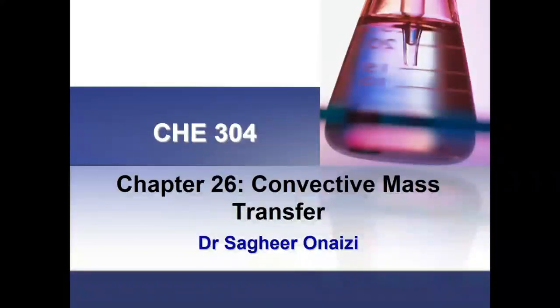So chapter 26, from the title, is convective mass transfer. We closed the discussion of diffusive mass transfer. The last one was chapter 25, where we discussed unsteady state molecular diffusion, and we discussed it, as you remember, for semi-infinite medium and for finite medium. So from here onward, you will start seeing convective mass transfer.